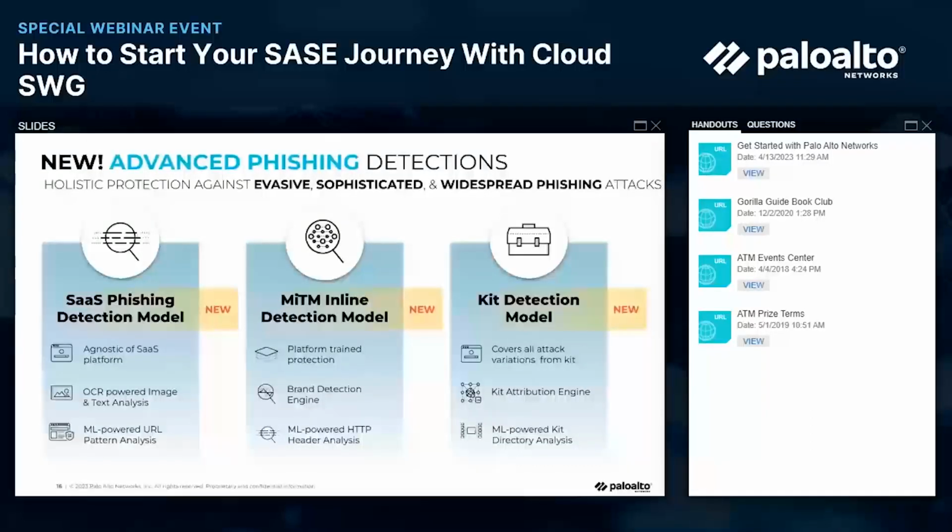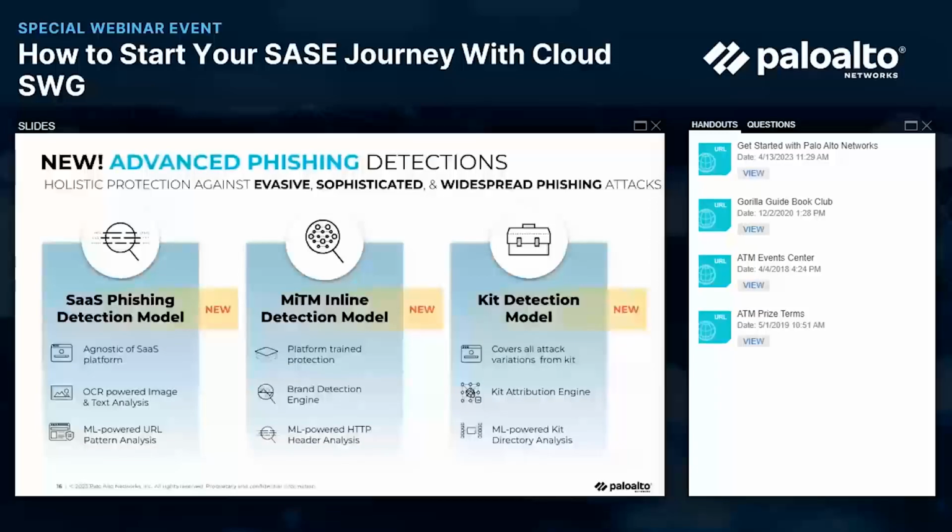Now, all of this is being done in real time, and the power of these advanced detection models is helping do that. With this, we have detected over 34,000 net new phishing attacks per month using this model. Right, that's one.